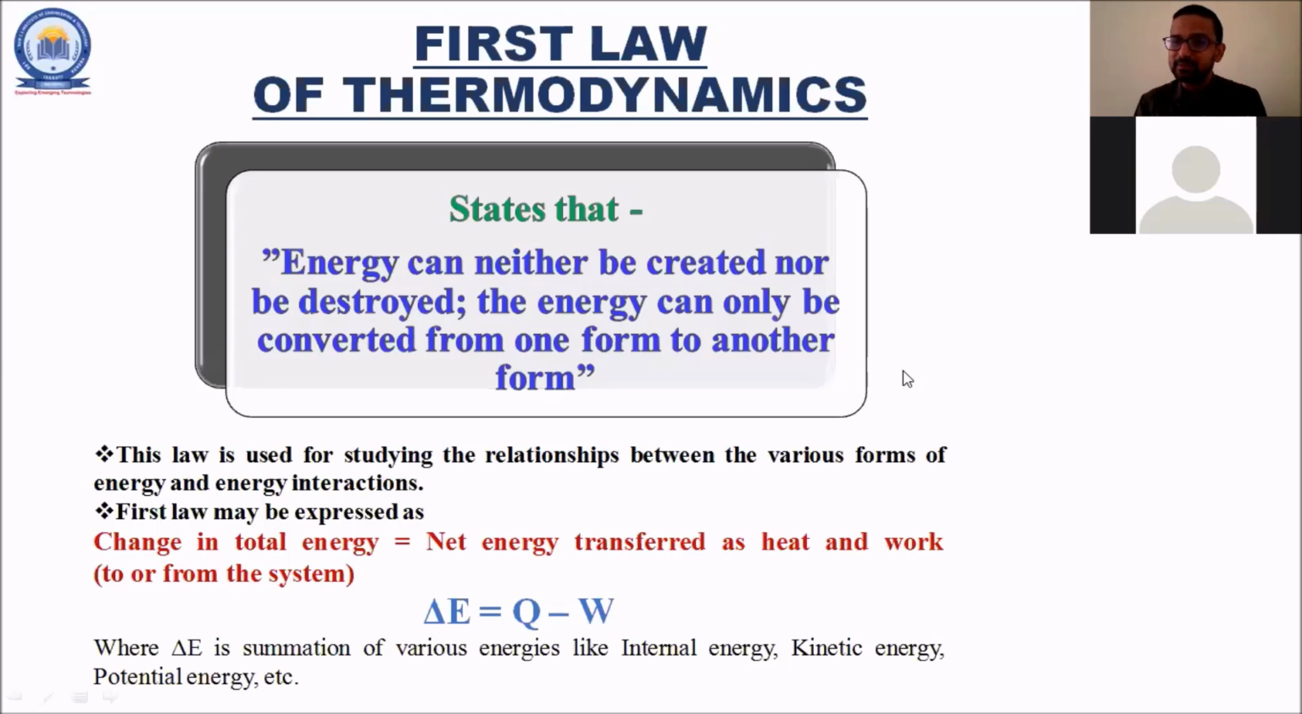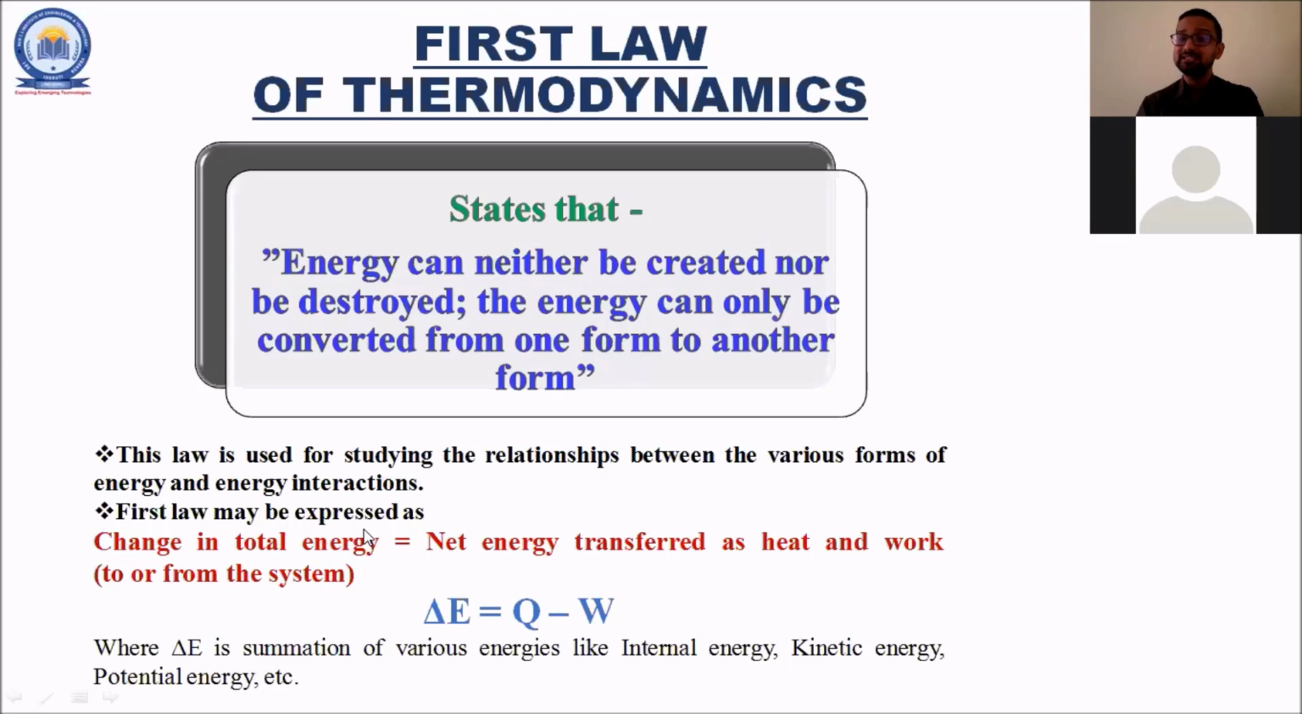Okay, so I am repeating the statement once again. The first law of thermodynamics, that is the law of conservation of energy, is applied to thermodynamic systems. The first law of thermodynamics states that energy can neither be created nor be destroyed. Energy can only be converted from one form to another. So the first law of thermodynamics is used for studying the relationships between the various forms of energy and the energy interactions which take place between the system and the surroundings.